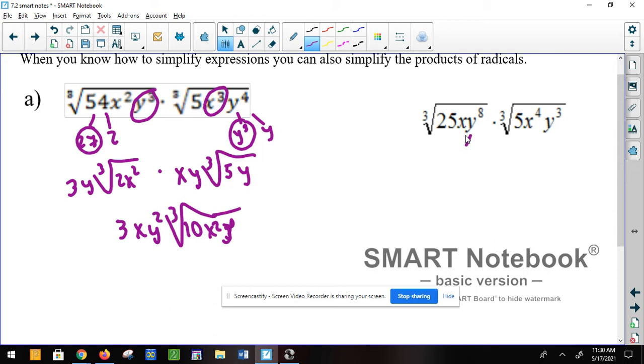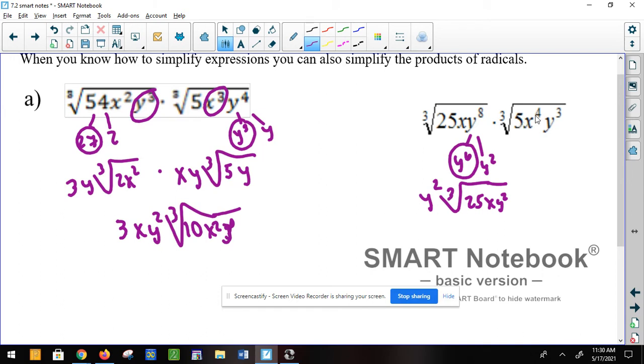The biggest multiple of 3 less than or equal to 8 is 6. So y to the sixth and y squared. So y to the sixth will come out, and you get y squared. Cube root of y to the sixth is y squared. And then you have cube root of 25xy squared underneath the radical.